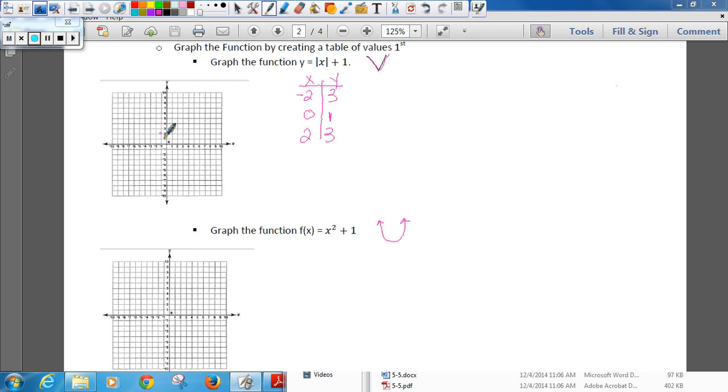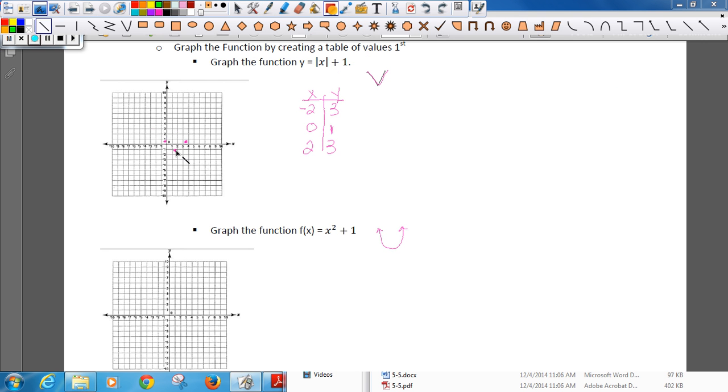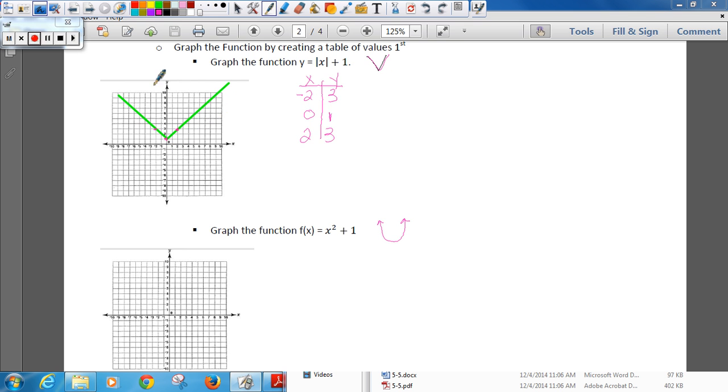And now I can go ahead and graph it. So -2, 3, 0, 1, and 2, 3. I know I'm going to connect these with a V shape, so they should be straight lines because this is an absolute value symbol. And we put arrows at the end to signify that those continue, and our graph is complete.